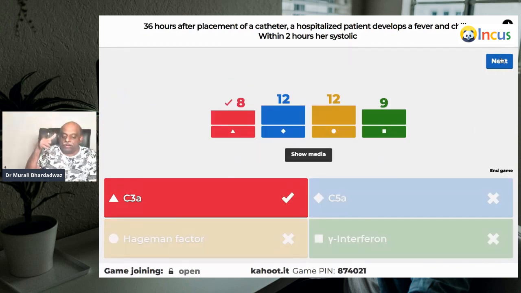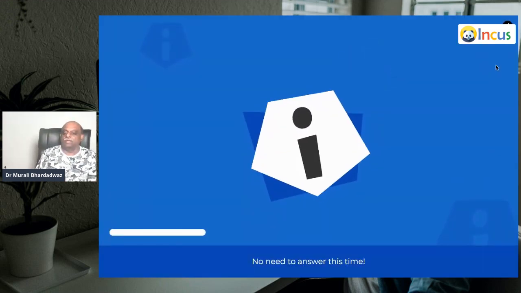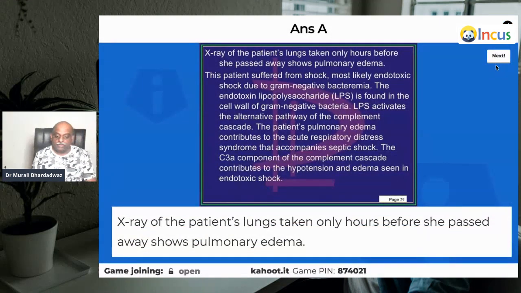Very good. 8 of you are right. It is the C3A is what you need to remember. Oh my God. 001 is rocking with 6 correct answers in a row, followed by Manu, superior vena cava, Pooja, and Shweta. So, doctor, typically the X-ray is showing pulmonary edema. So there is an endotoxic shock, and it is the C3A component of the complement cascade, mainly responsible for the hypotension and edema, is what you need to remember.